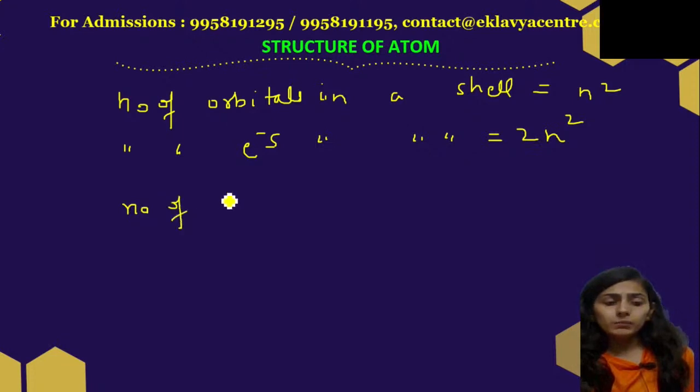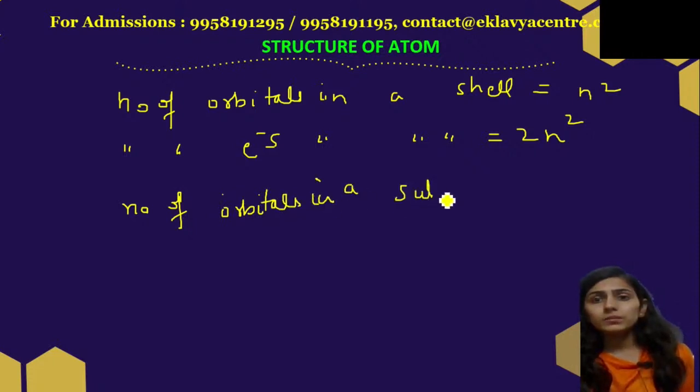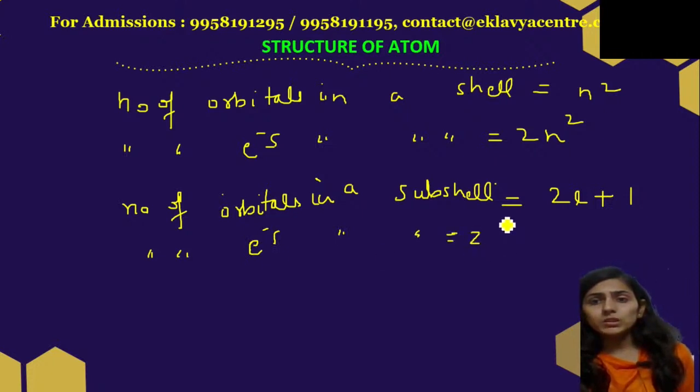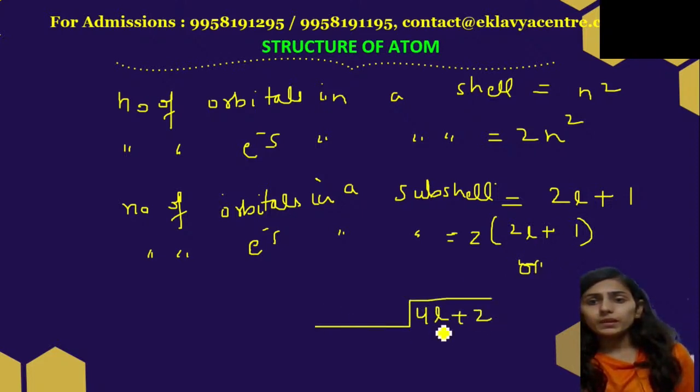Again, number of orbitals in a subshell. How many orbitals do we have inside a subshell? We have 2l plus 1. So the number of electrons will be twice of (2l plus 1), or they can also give it to you like this, 4l plus 2, right, beta?